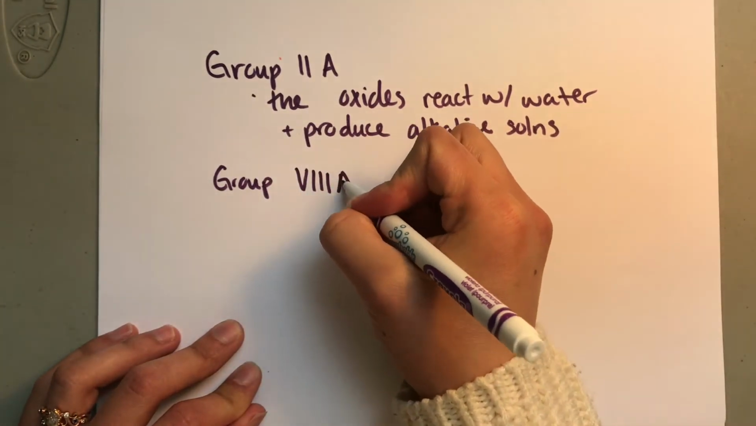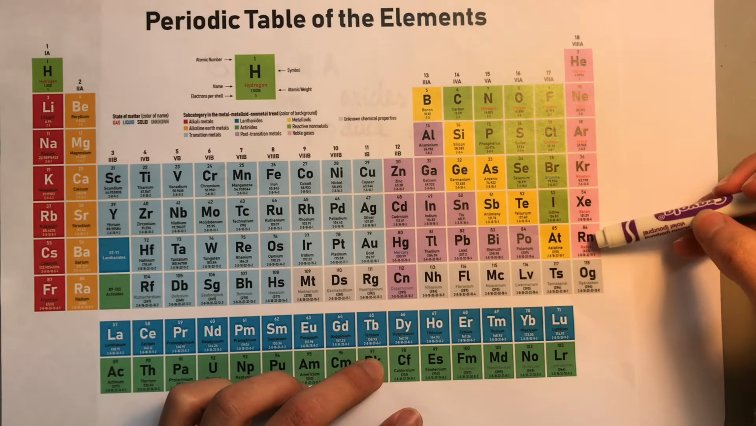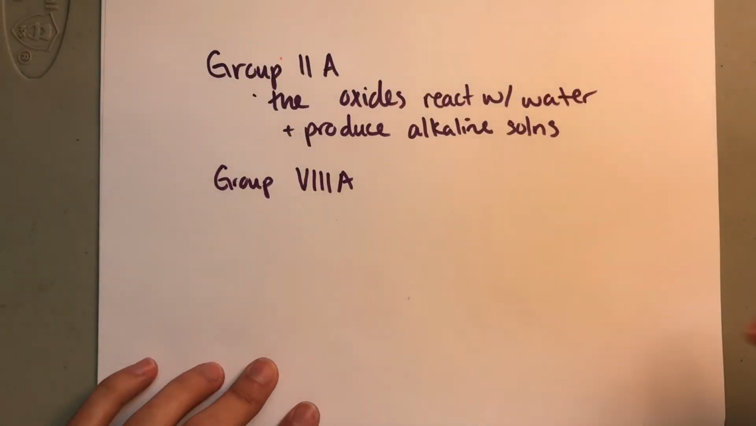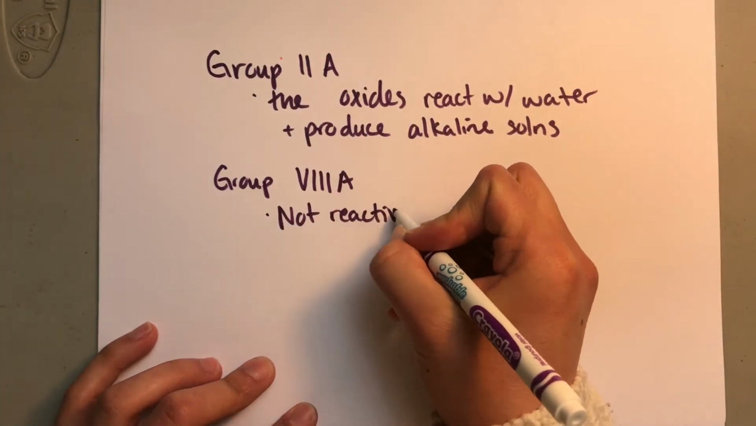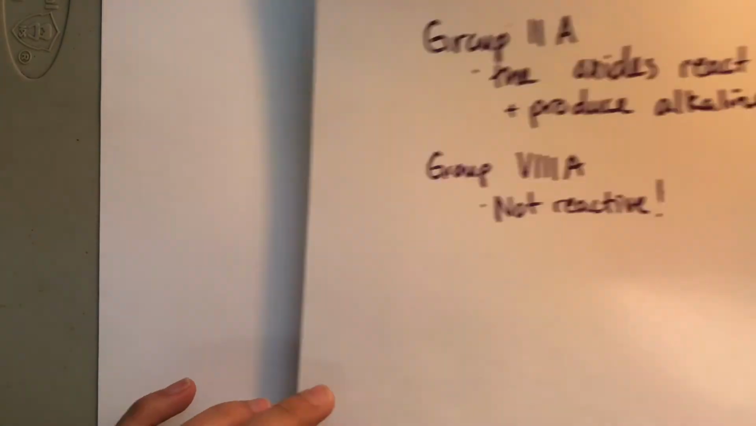Group 8A is now what we're going to talk about. Those are all the way on the right. Those are the noble gases, if you recall. And they are not very reactive at all. They don't do much. However, everybody wants to be like them. And again, we'll talk about that in a later lecture.